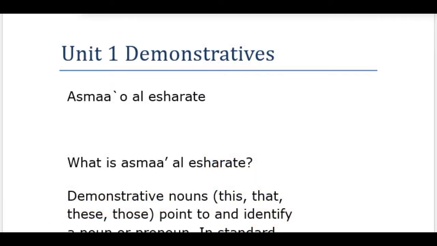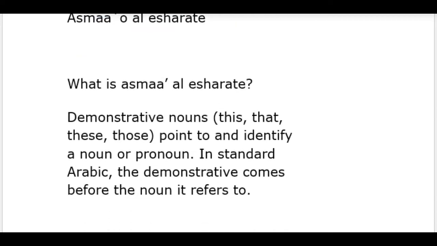Unit 1 Demonstratives أسماء الإشارات. What is أسماء الإشارات? Demonstrative nouns, these, that, these, those, point to and identify a noun or pronoun. In standard Arabic, the demonstrative comes before the noun it refers to.